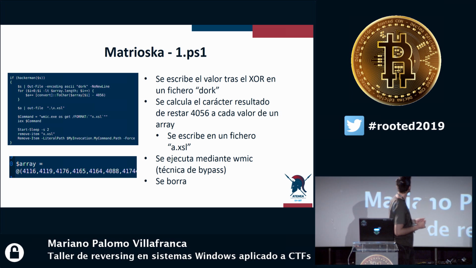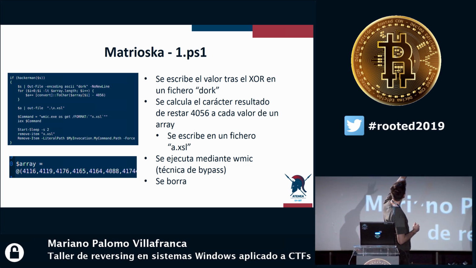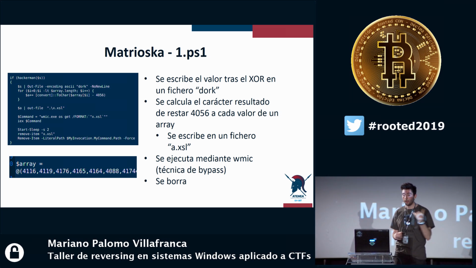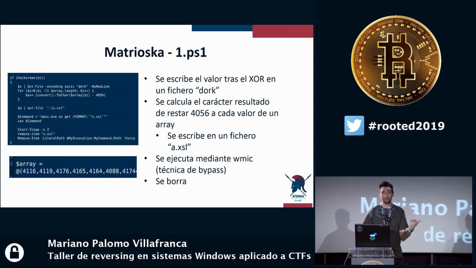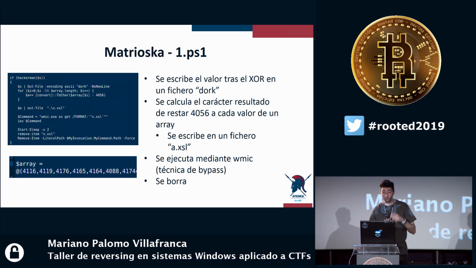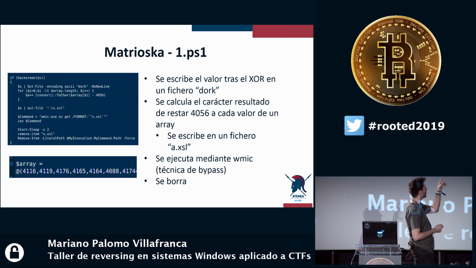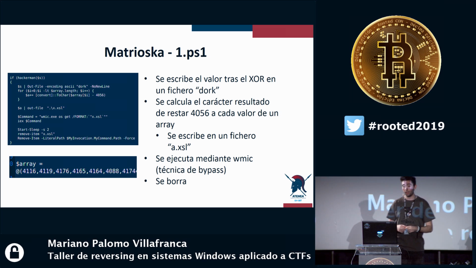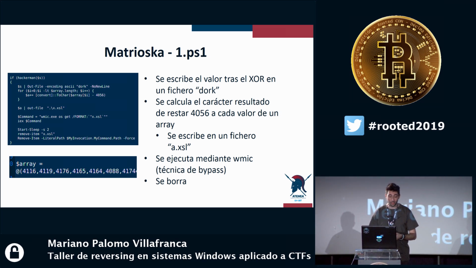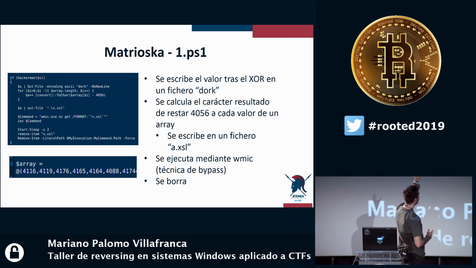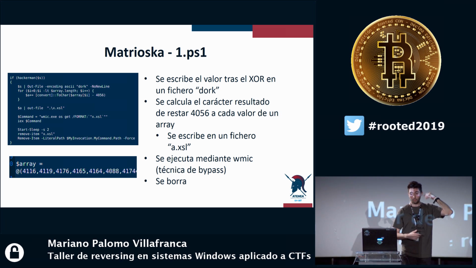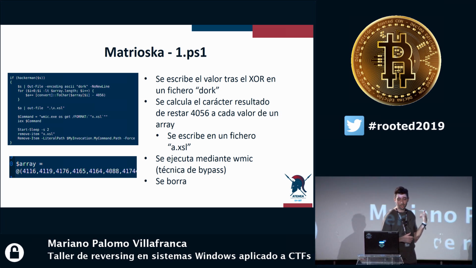Then what is applied is 4056, minus that amount to each value of the array, and it is written in this AXSL file in ASCII format. We write it according to this technique, WMIC, which allows us to pass this format, which is an XML file.